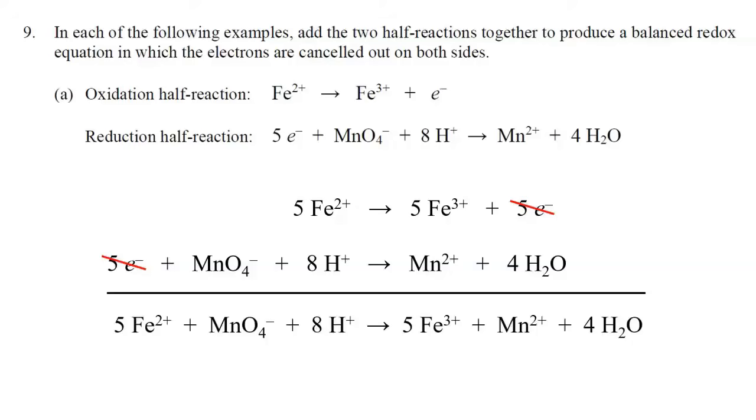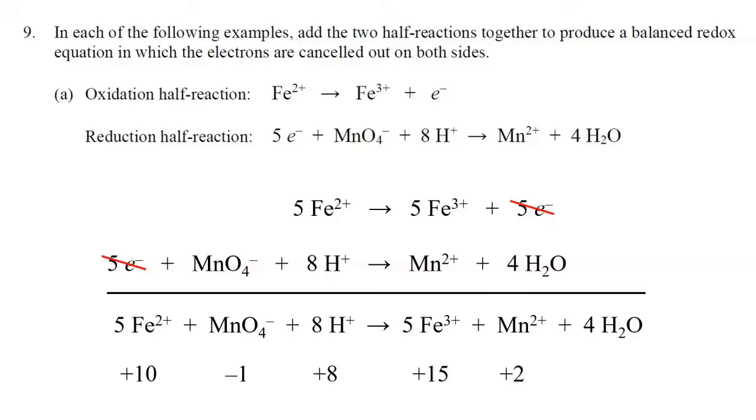But let's just double check that the charge is balanced on both sides of the equation. So let's take a look at each of the components on the left and the right. 5 times positive 2 is positive 10. Then we have a polyatomic ion that carries a charge of negative 1. And then 8 times positive 1 is positive 8. On the other side of the equation, 5 times positive 3 is positive 15. We have a monoatomic ion that carries a charge of positive 2. And then we have water, which is neutral and has no charge.